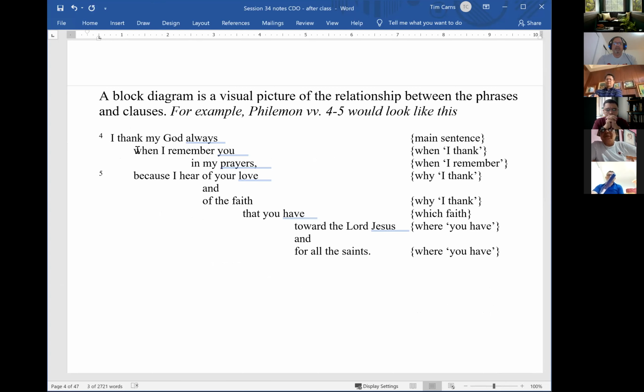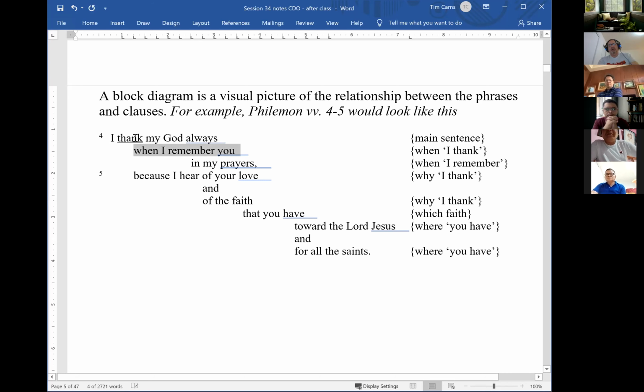What is it connected to? What is it modifying? So again, for example, in this verse, Philemon verses 4 and 5, which is, I thank my God always when I remember you in my prayers, because I hear of your love and of the faith that you have toward the Lord Jesus and for all the saints. And so in this particular sentence in Philemon, we have "when I remember you" indented under the word "thank," because that shows us visually that this particular group of words, "when I remember you," is modifying "thank."